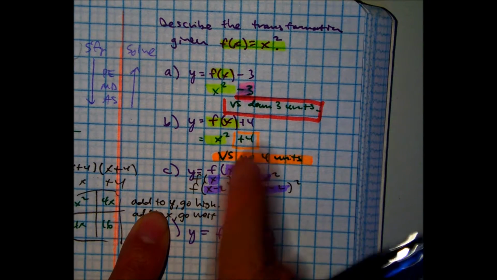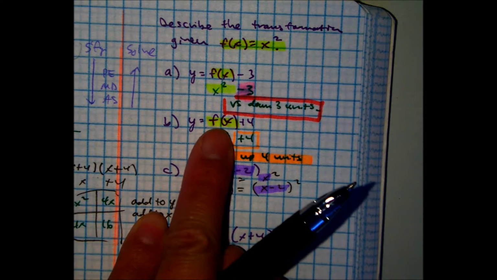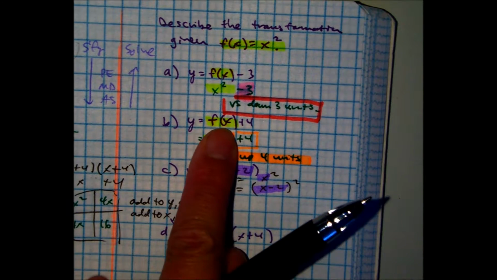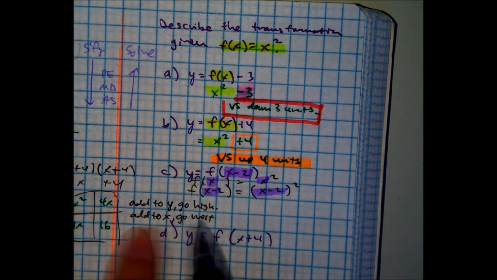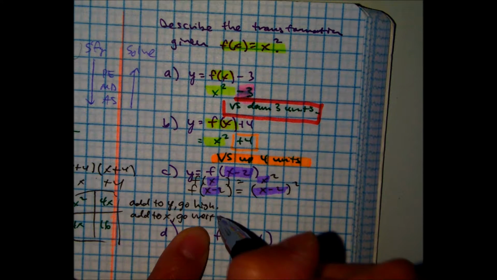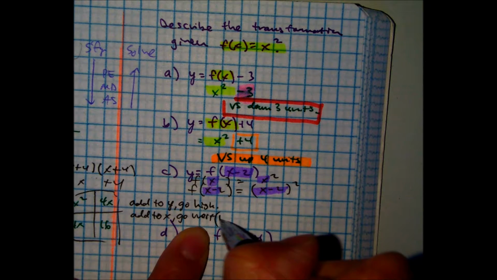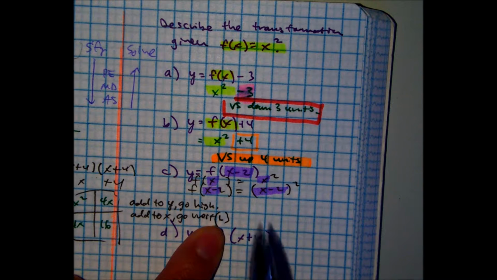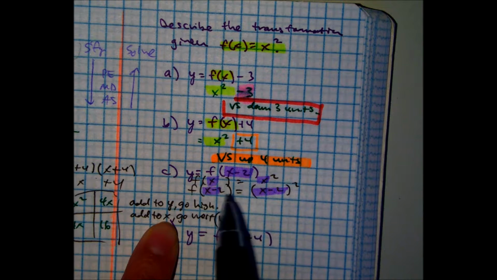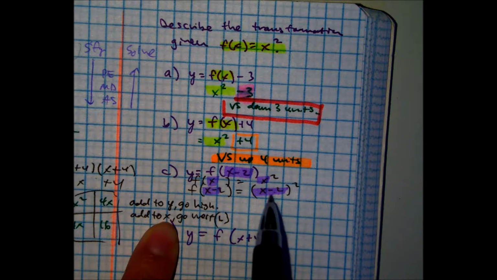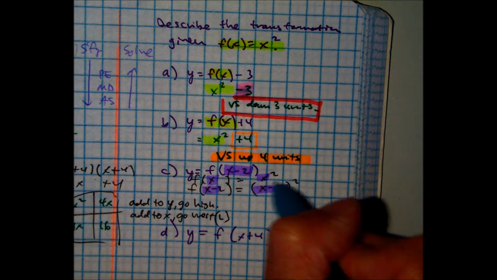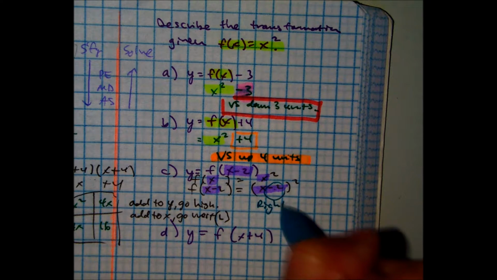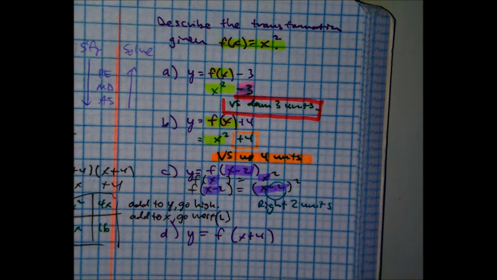Add to y refers to this one up here. Because if you cover it up, it basically says y equals x squared plus 4. So it's kind of like adding to y. You're going up or down. Okay. Add to x, go west. West is which direction, class? We're on the left coast, right? You're on the west coast of the United States, the left side. So if it was adding here, you would go left. But it's not adding, it's subtracting, so you're going to go in which direction? This is right 2 units. Raise your hand if you got that.